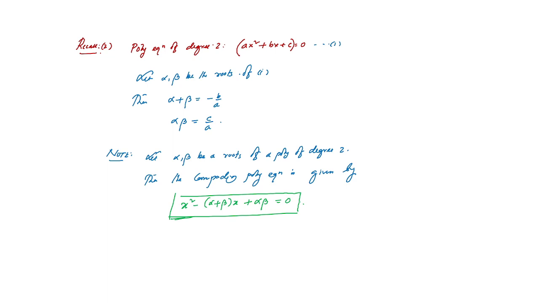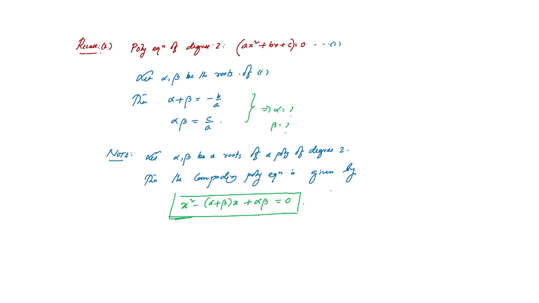So when you are given a polynomial of degree 2, you can find the roots. From this you will find what alpha is and what beta is. Again, if you are given two roots of a polynomial of degree 2, from that you can find the polynomial equation exactly that way.